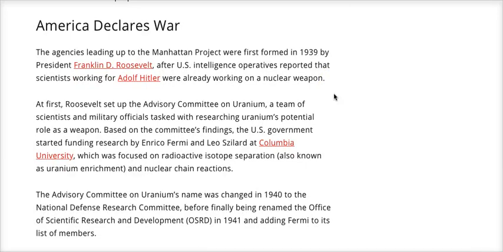So I'll go back to the first paragraph. The agencies leading up to the Manhattan Project were first formed in 1939 by President Roosevelt after U.S. intelligence operatives reported that scientists working for Hitler were already working on a nuclear weapon. Okay, so I read that, and that leads me to believe that there are documents somewhere, intelligence reports, where people filed the report with the government saying that scientists working for Hitler were working on a nuclear weapon. So I'm going to try to find that.